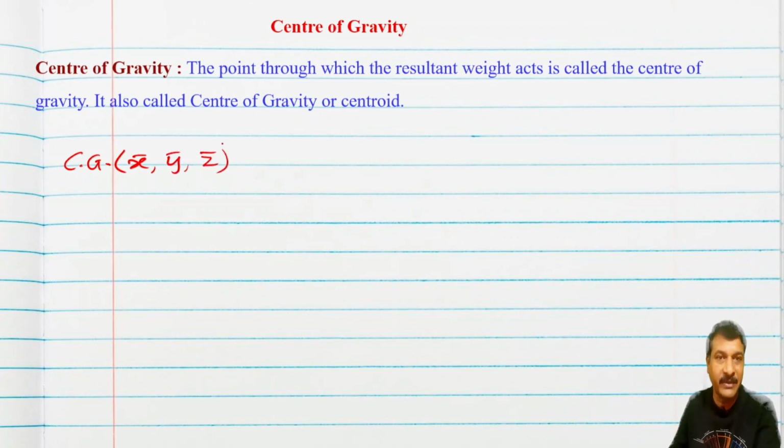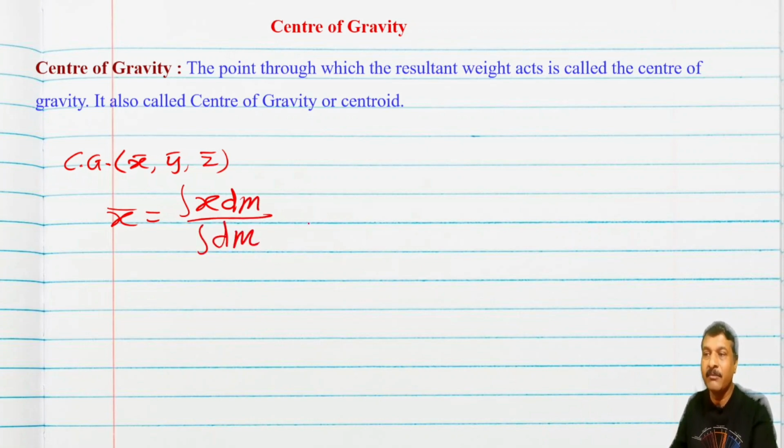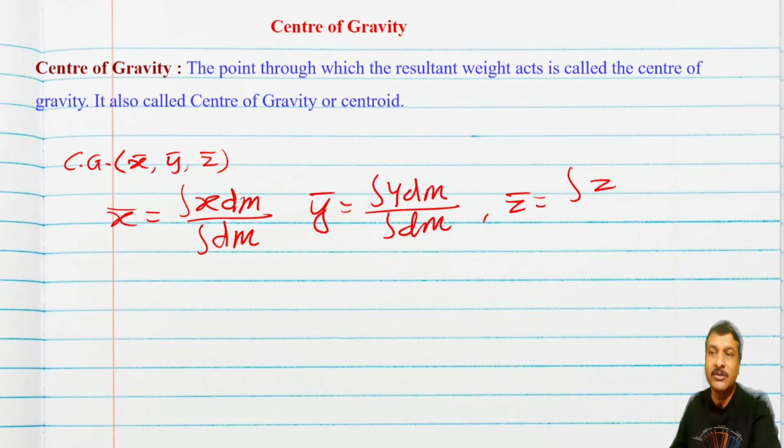That depends on the figure. If it is a plane, x bar, y bar; if it is 3 dimensional, x bar, y bar, z bar. And what is it? X bar equals the integration of x dm upon integration of dm. Y bar, instead of x you replace y: integration of y dm upon integration of dm. And what about z bar? It is integration of z dm upon integration of dm.